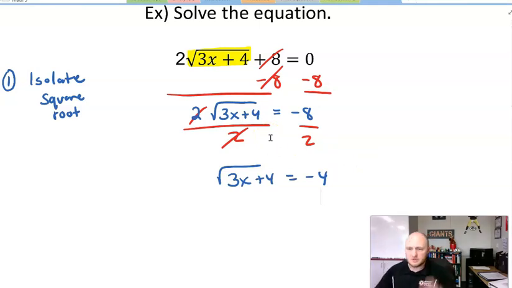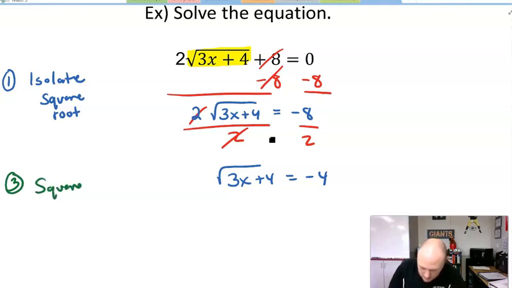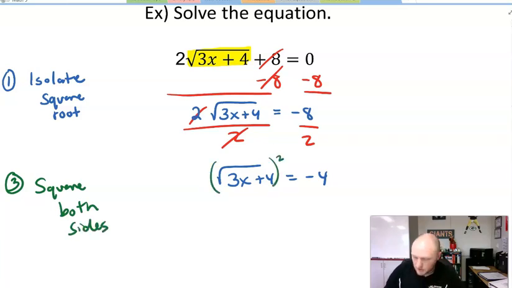Okay, so that was the first step, and in the notes they call it step 3, but really I'm going to square both sides here. So square both sides. I have my square root by itself.